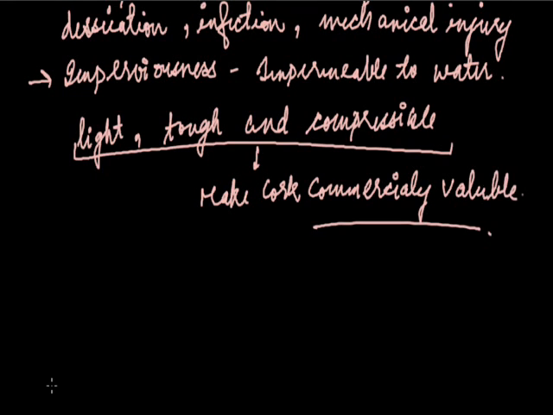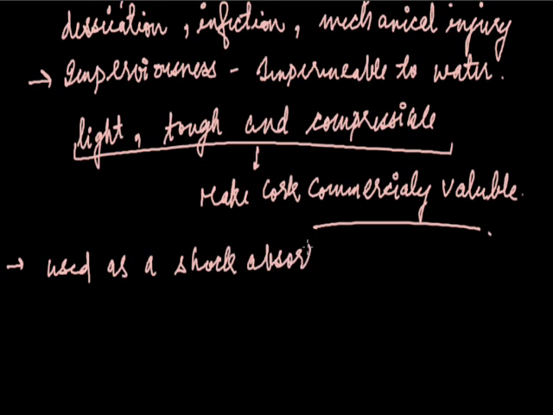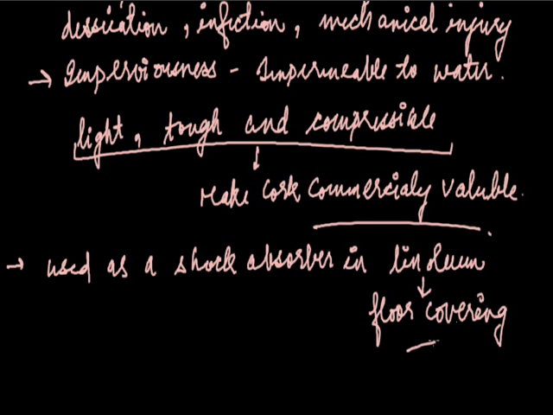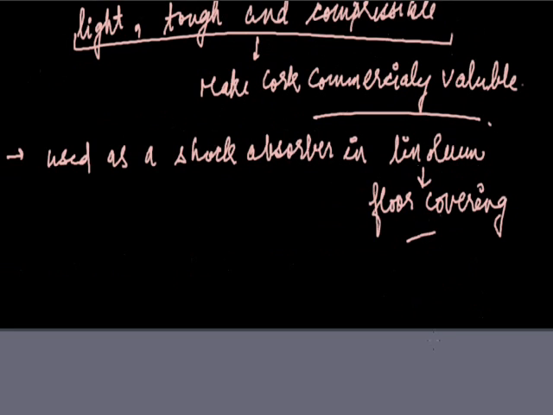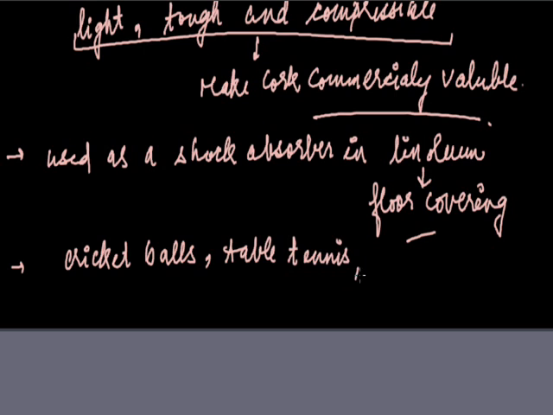Cork is used as a shock absorber in linoleum. What is linoleum? These are floor coverings. It is also used in the preparation of cricket balls, as it is a very hard substance. It is used in table tennis and in making shuttlecocks.